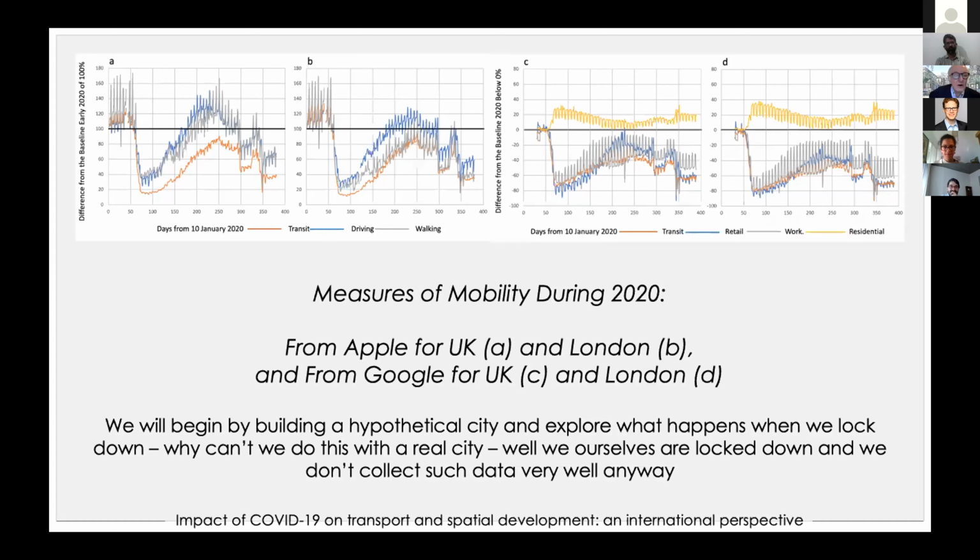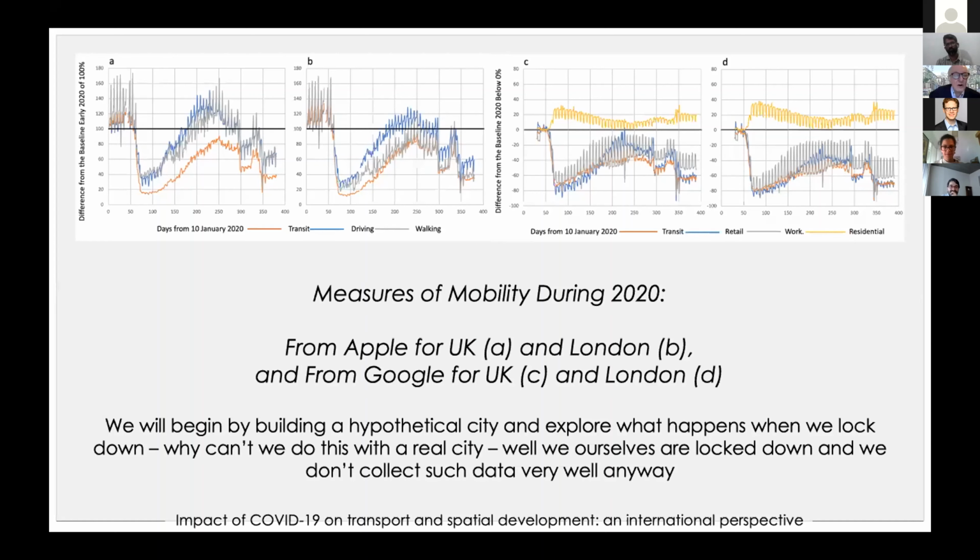There are many things you can unpack this by looking at. I should say that the first diagram on the left is the UK from Apple, and the next diagram is London from Apple, basically. So we've got UK and London from Apple, UK and London from Google. Okay, so that's really the context, etc.